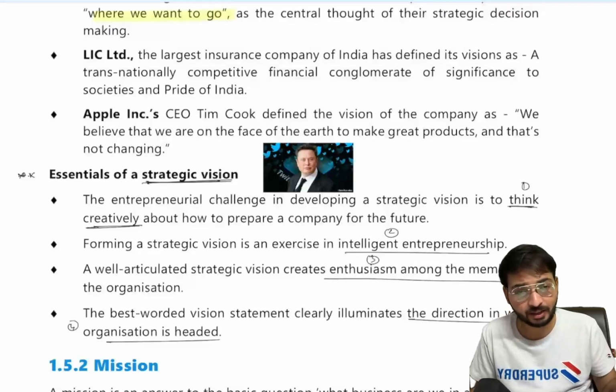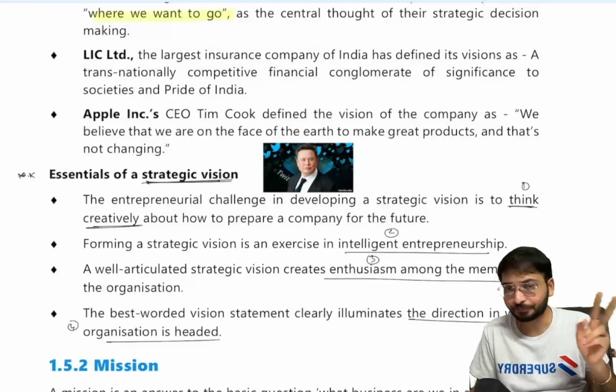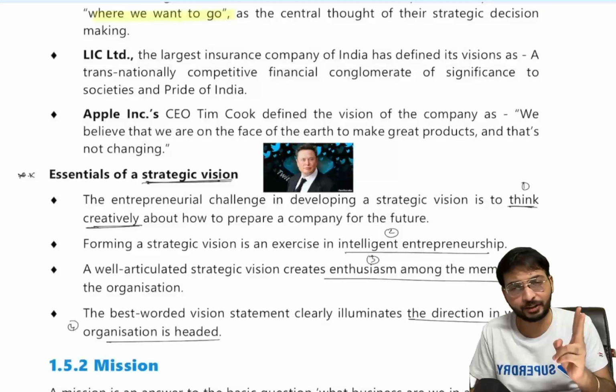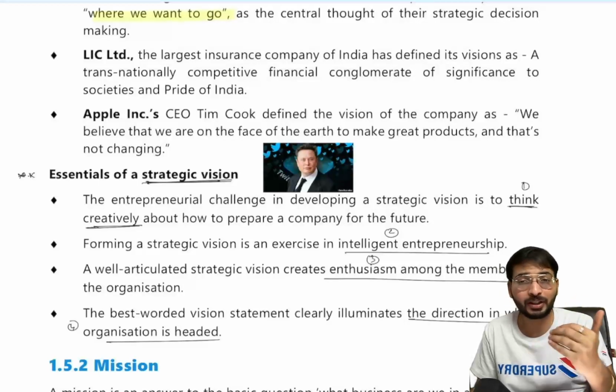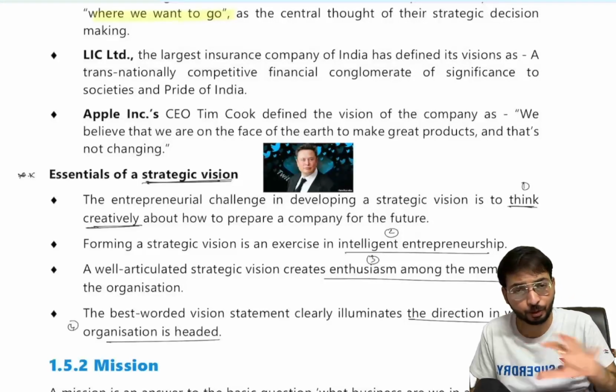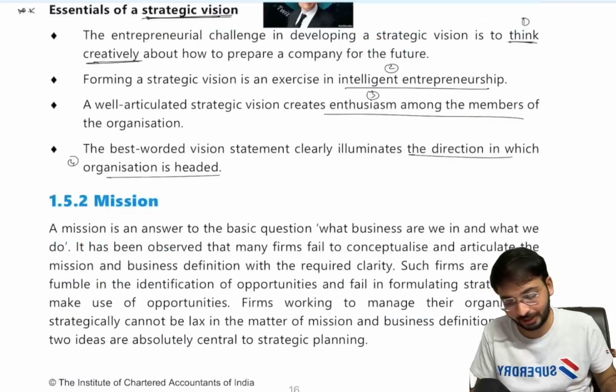So, essentials of strategic vision. Number one, Elon Musk thinks creatively. Number two, he's an intelligent entrepreneur. Number three, creates enthusiasm among the members. Number four, clearly shows the direction in which the organization is headed.